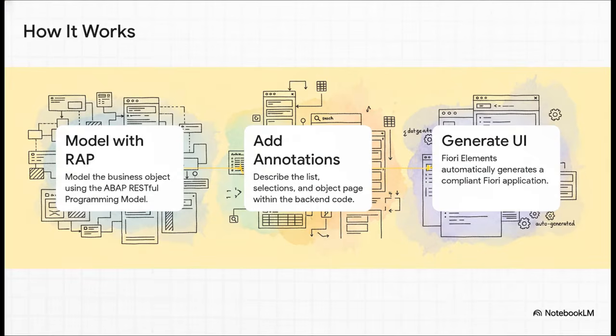And the process itself is just, it's beautiful. It's a simple three-step dance. First, you model your business object with RAP. Second, you sprinkle in those UI annotations to describe what the list page should look like, what the search fields are, the layout of the object page. And third, this amazing technology called Fiori Elements comes along, reads all your notes, and automatically generates a perfect, standard, Fiori-compliant app for you. And the best part? No freestyle UI coding needed.